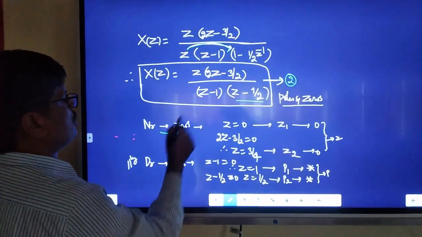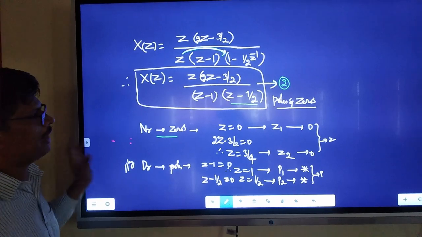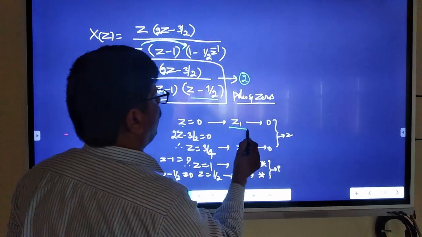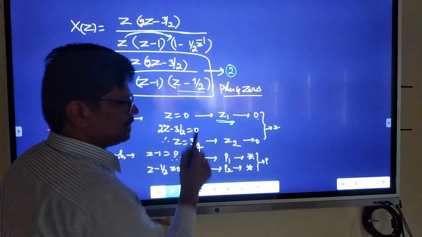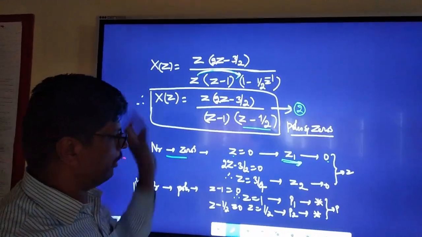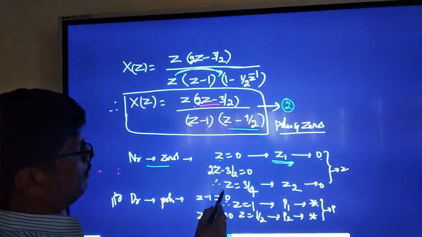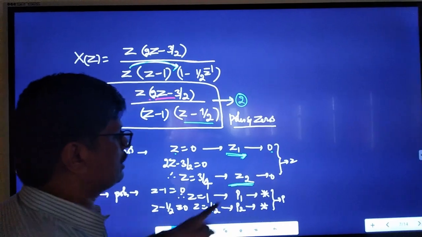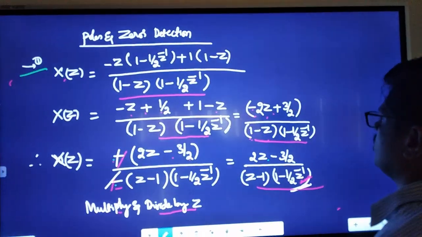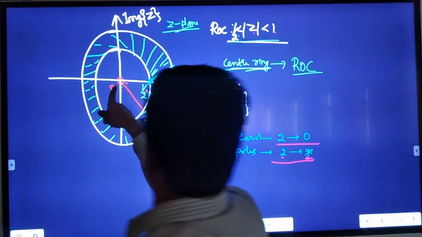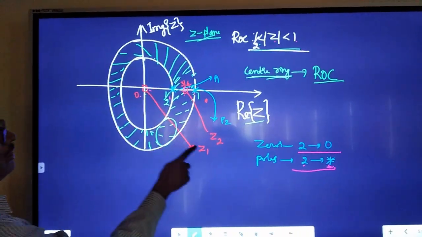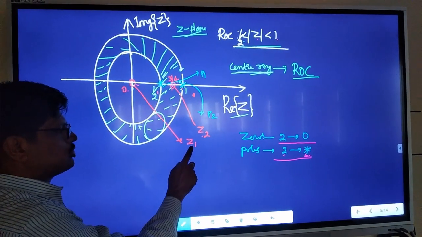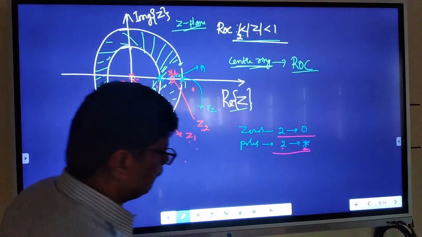Numerator gives zeros, denominator gives poles. Now, for example, the numerator: the term with z is equal to 0 is there. Therefore, the first zero you will get at 0 only. That's why z1 at 0, you get one zero. Then the second term, 2z minus 3 by 2 is equal to 0. Solve this, z is equal to 3 by 4. Therefore the second zero you will get at z2. That's why 2 zeros you are getting: at 0 one zero, that is z1, and at 3 by 4 you will get the second zero, that is z2. Two zeros are indicated by z1 and z2.